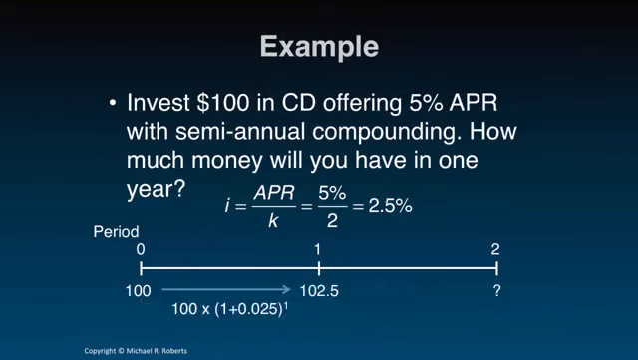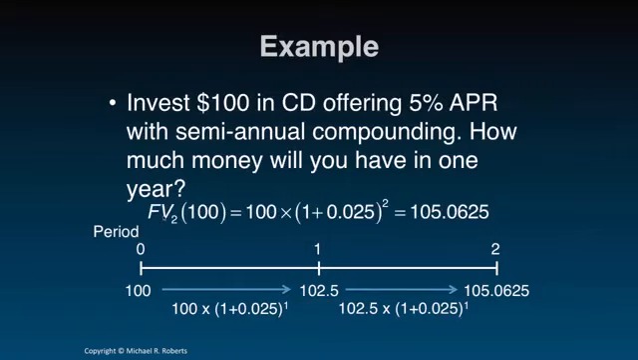I take my initial $100 investment, multiply it by my periodic discount rate, and after 1 period I've got $102.50. Then I repeat. I take that $102.50, multiply it by my periodic discount rate to get $105 and a little over 6 cents. In other words, the future value 2 periods hence of $100 in this setting is just 100 times 1 plus I raised to the power 2. We're working in periods, so I is our discount rate, and 2 is the number of periods we're moving the money forward in time.